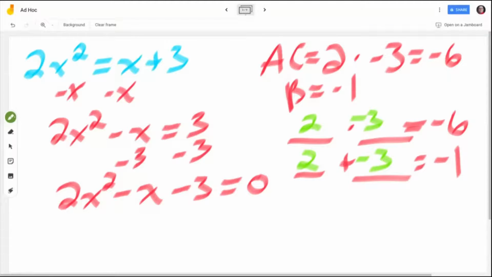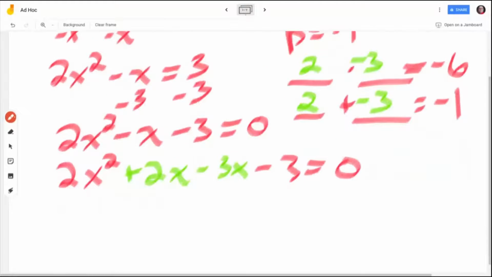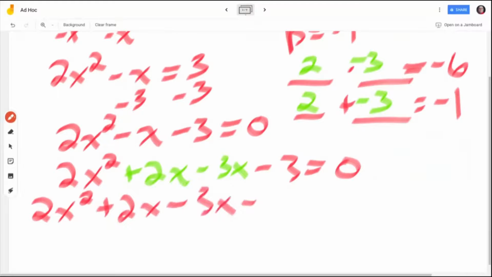So let's break this up now. We're going to break up that b term. So it's going to be 2x squared, and now it's going to be plus 2x minus 3x. So all we did was rewrite that b term with the values that we found. Minus 3 is equal to 0. Now I'm going to rewrite this so that everything's one color, so it's not confusing. I just wanted you to know where we were doing that. So it's going to be 2x squared plus 2x minus 3x minus 3 is equal to 0.